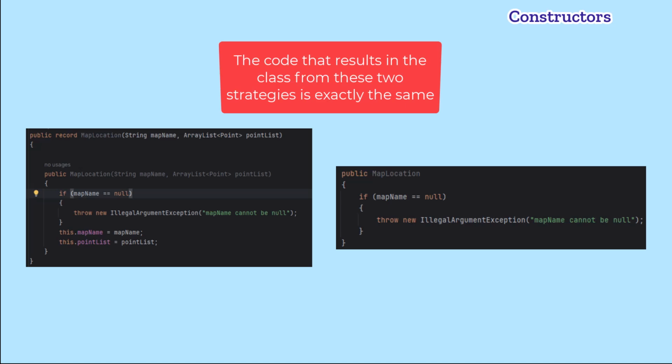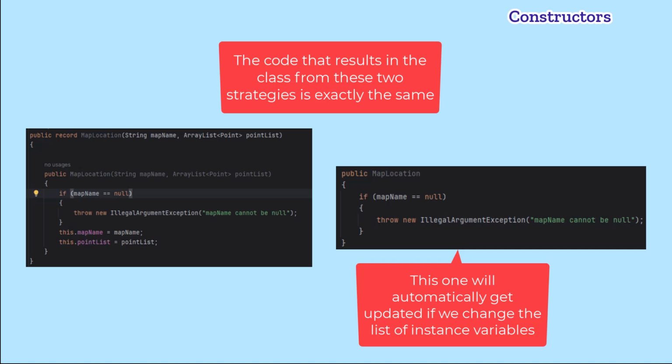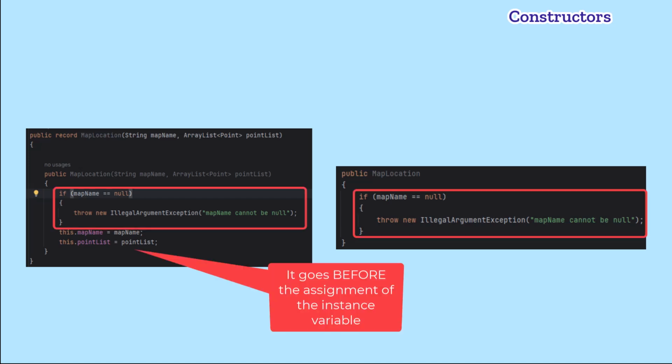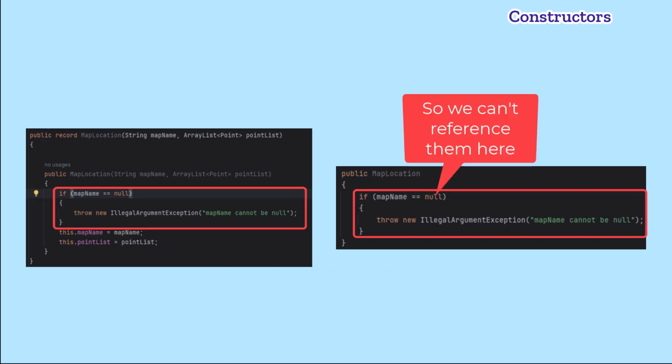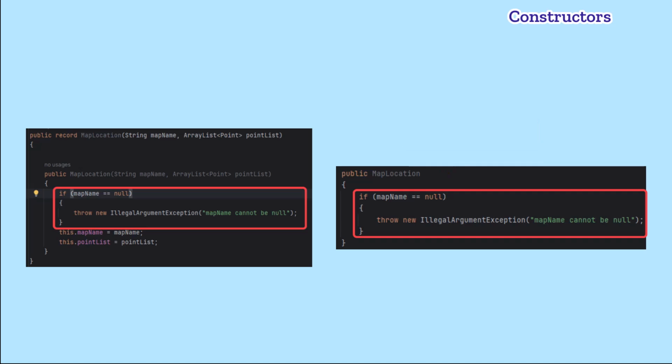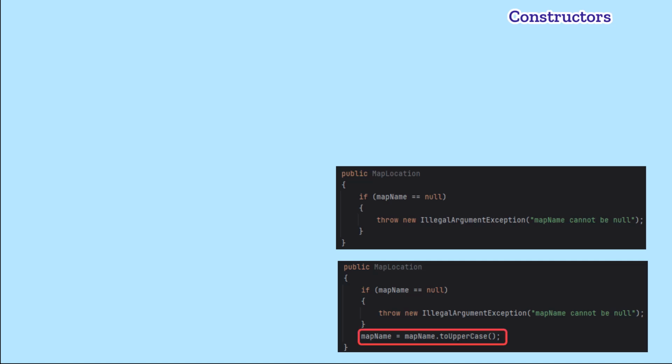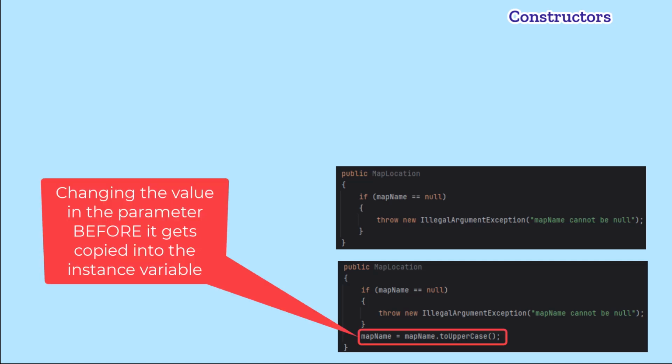Now, if I change the list of variables in the record, the canonical constructor will be generated correctly, just like we'd want for a record class. It's important to note that the code in the compact constructor gets inserted before the instance variables get assigned, so you cannot use them in this code. Generally, this is used for error checking and conversions, so we do all of that with parameter values, and then assign the instance variables. For example, if I wanted my map name to always be in all caps, I could do this.